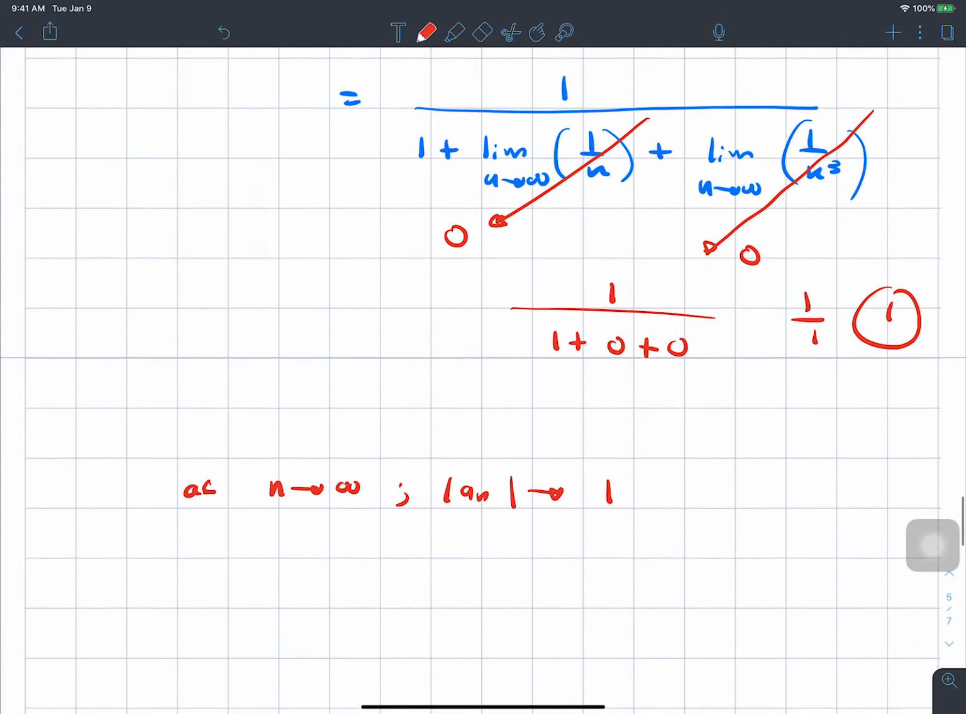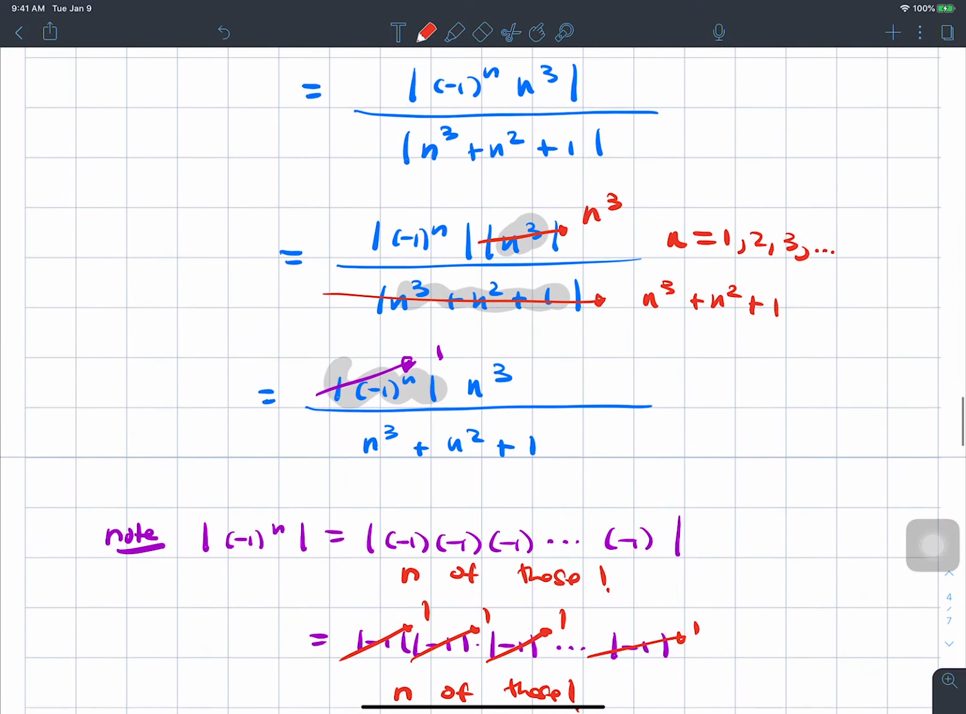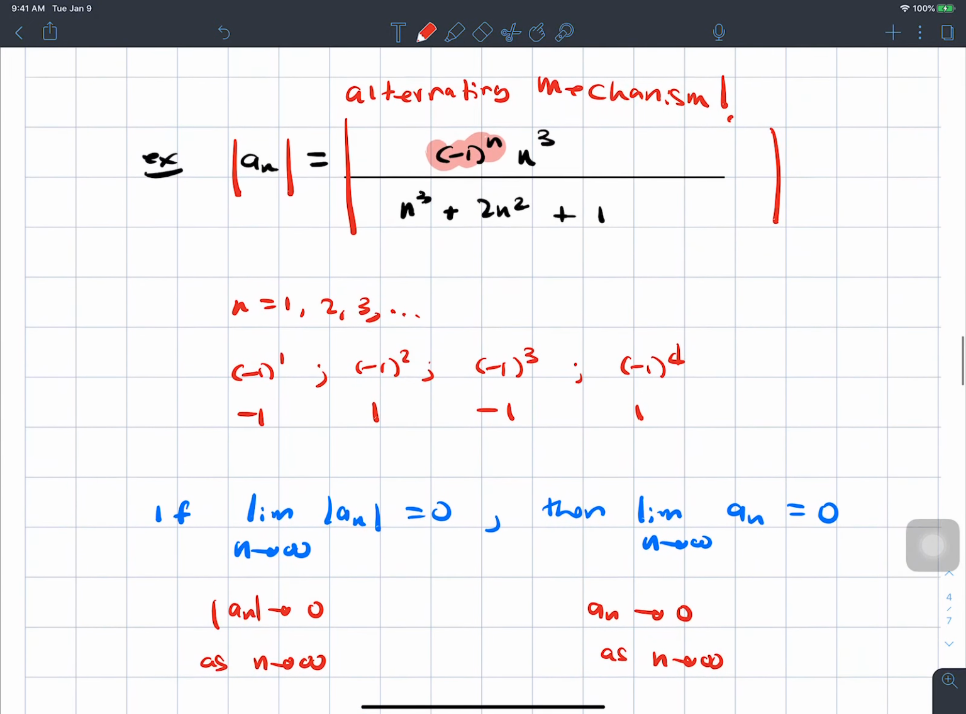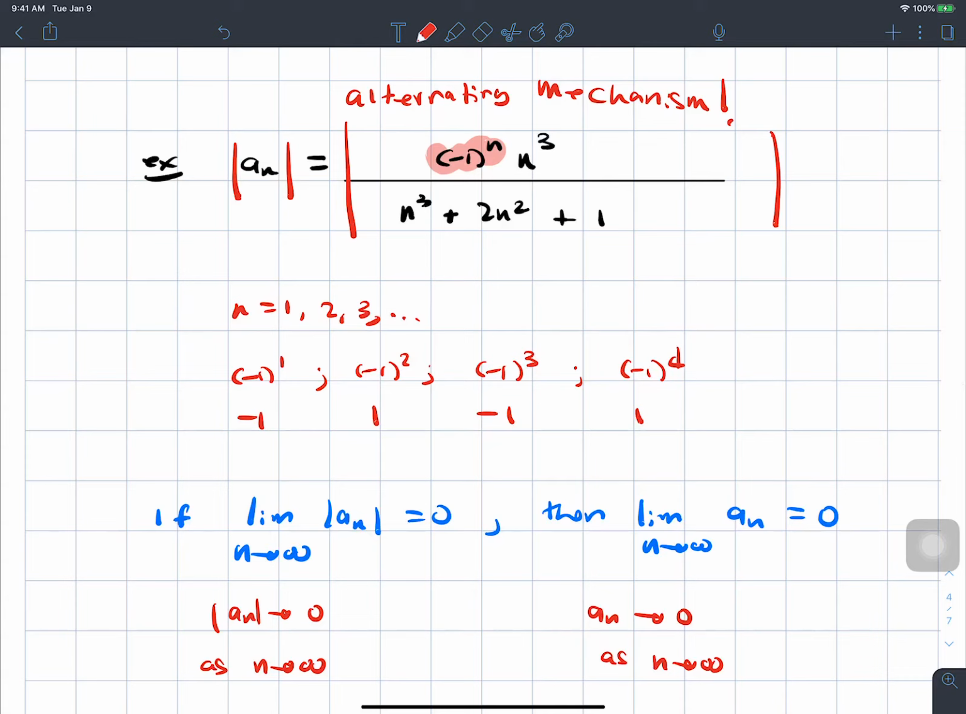Now, the original question, ladies and gentlemen, was not about finding the absolute value of your sequence. We did it because this is an alternating mechanism. We did it because we were trying to see if we had this special convergence to 0. Now, here's the nice thing about this particular criteria that we just used. If I go back to the original question, they don't want the absolute value. They want these gone. Okay? The original question was not about the absolute value. This is the original question, right?